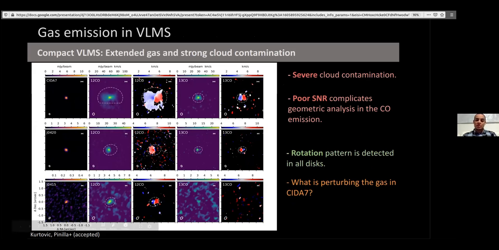Then in JO420 and JO415, you can see very clearly that the cloud contamination is very strong. Actually, we completely lose one side of the 12CO emission that we then recover in the 13CO. And we recover the rotation pattern in all of the lines except for the 13CO in this source, because the sensitivity is not good enough.